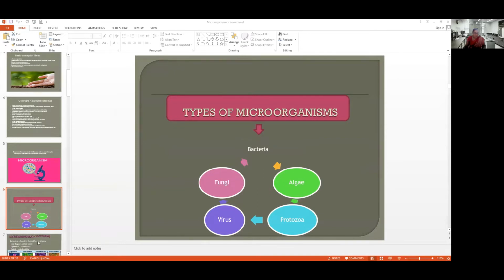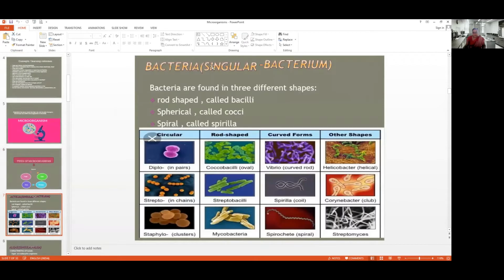Come to the next slide. Bacteria, singular, we can call it bacterium. Bacteria can be of different shapes. Rod shape is called bacilli. Spherical shaped bacteria are called cocci. Spiral shaped are called Spirilla. And one more is the comma shaped bacteria, that is called cholera.